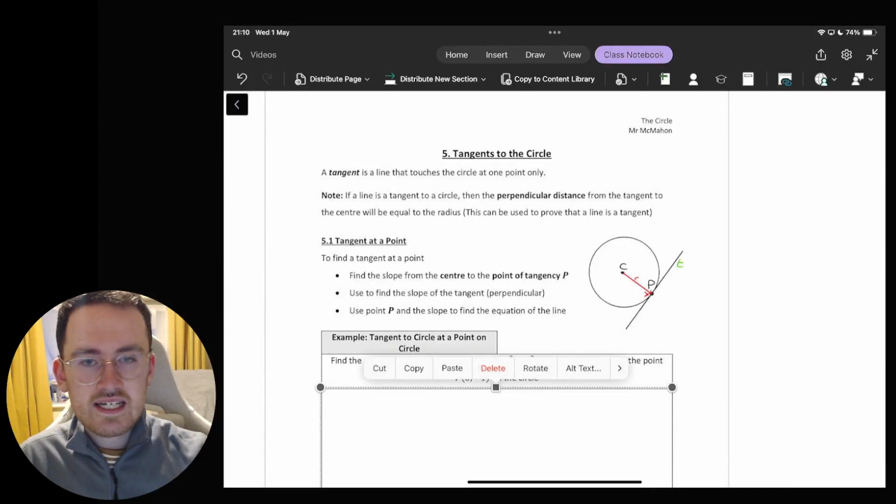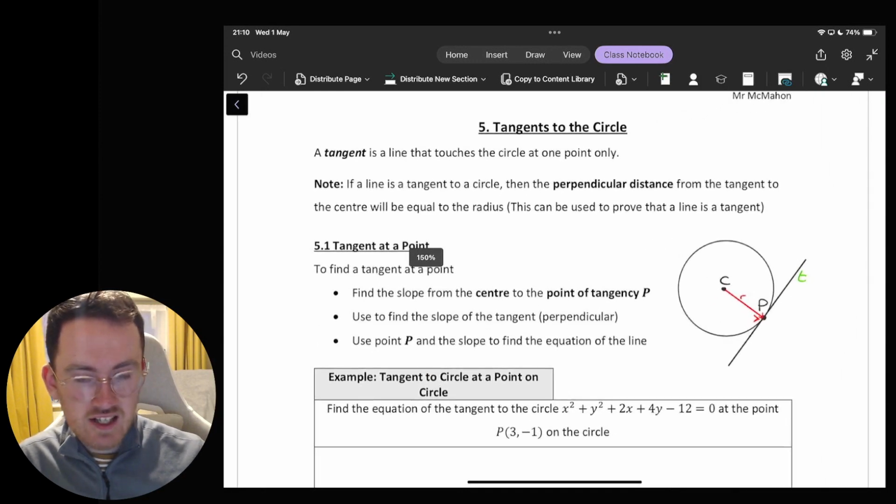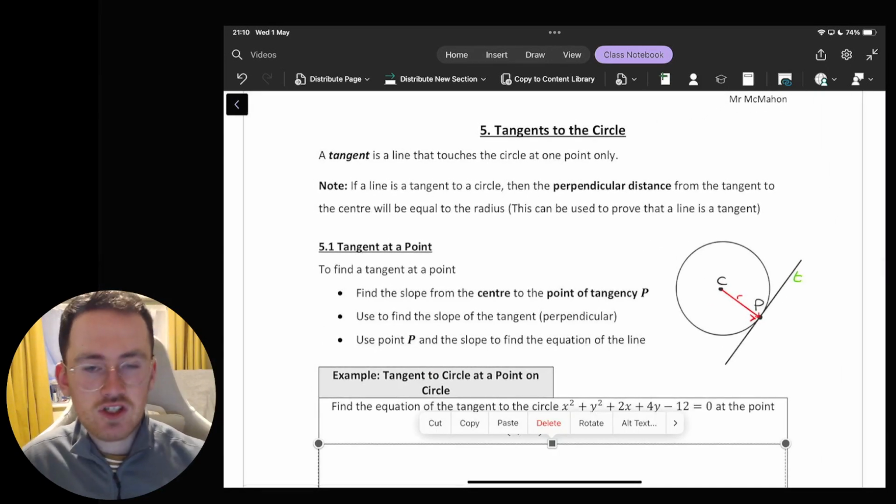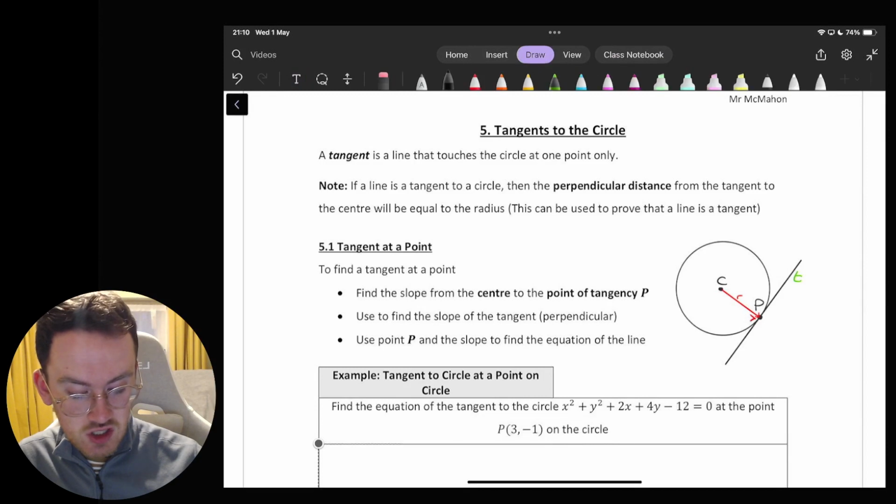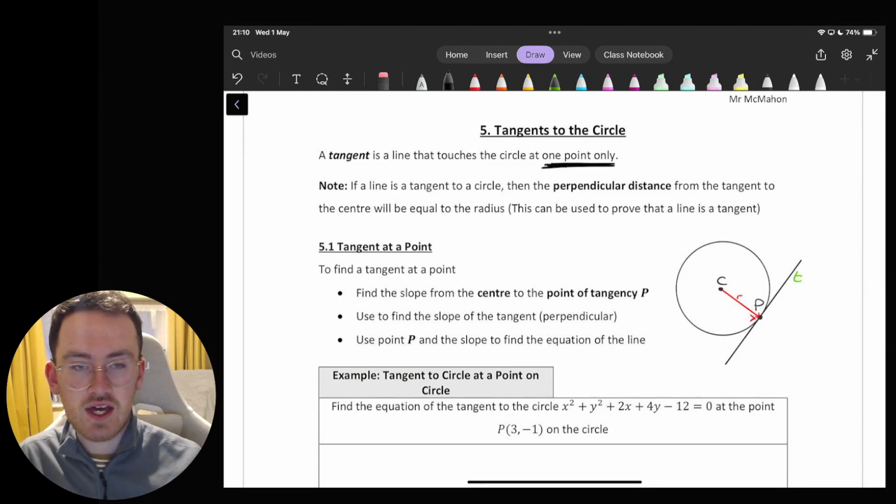Okay, so we're going to look at tangents, and there are a few things to remember about a tangent. First off is just the definition. A tangent is a line that touches a circle at one point only, so that's quite important. Only one point of tangency or one point of contact. If a line is tangent, then the perpendicular distance from the tangent will be equal to the radius.